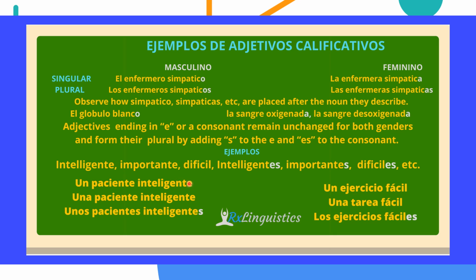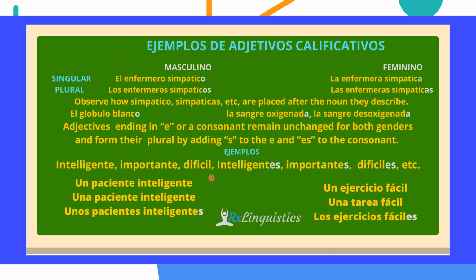Now, to form the plural, you add S. Okay, you just add S, just like you add S to an adjective ending in O or A. So, unos pacientes inteligentes. Okay, so those are for adjectives ending in E.